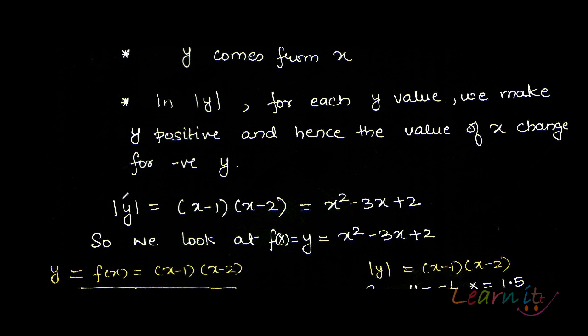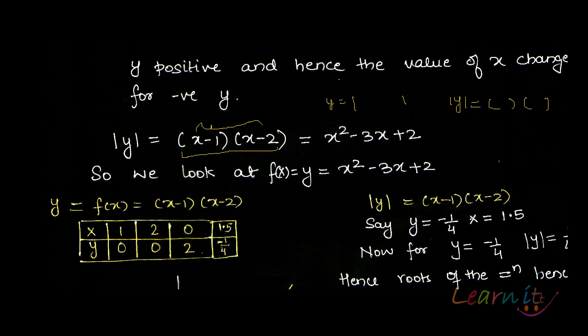Everything you will be able to understand with this one example that I'm going to do with you. Let me take, for example, a quadratic x square minus 3x plus 2, which factorizes into (x minus 1)(x minus 2). Mod y equals this. It's not that y equals mod of this, but mod y equals these factors, instead of y being equal to mod of these factors.